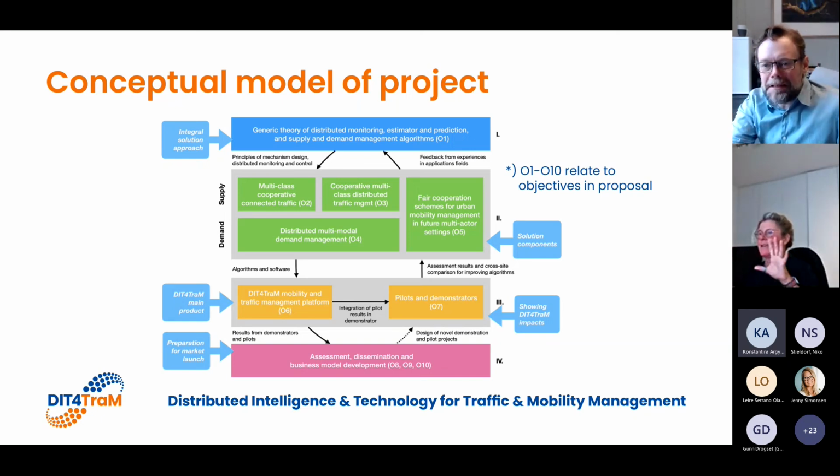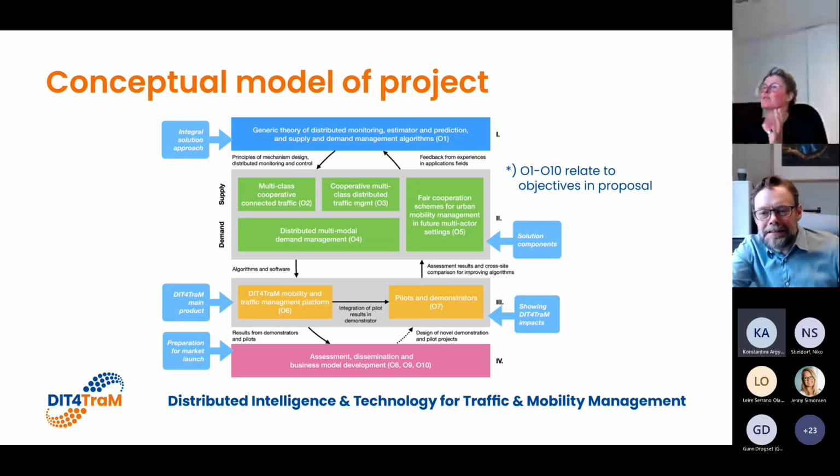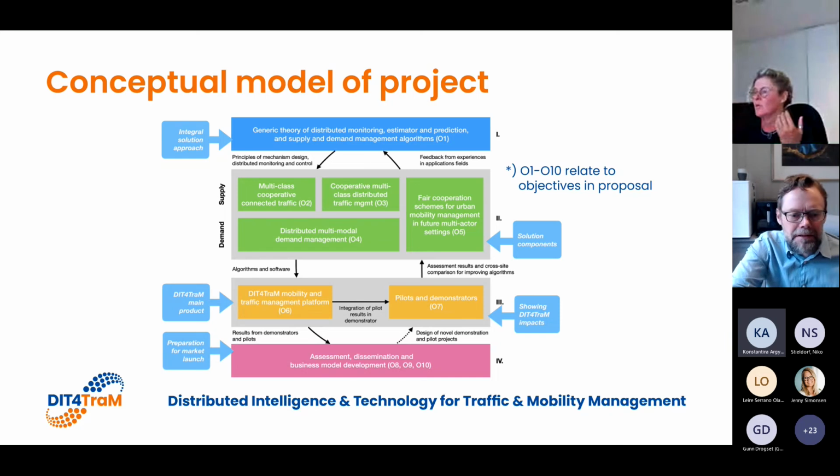I can say that the structure of the project is more or less shown, where our first work package is really about the concept, the theory behind swarm intelligence. I already mentioned the work packages in green, 2 to 5, where we use swarm intelligence to develop a theory and algorithms for the different applications. You have the pilots, we have our platform in which we implement all of the algorithms that we developed.